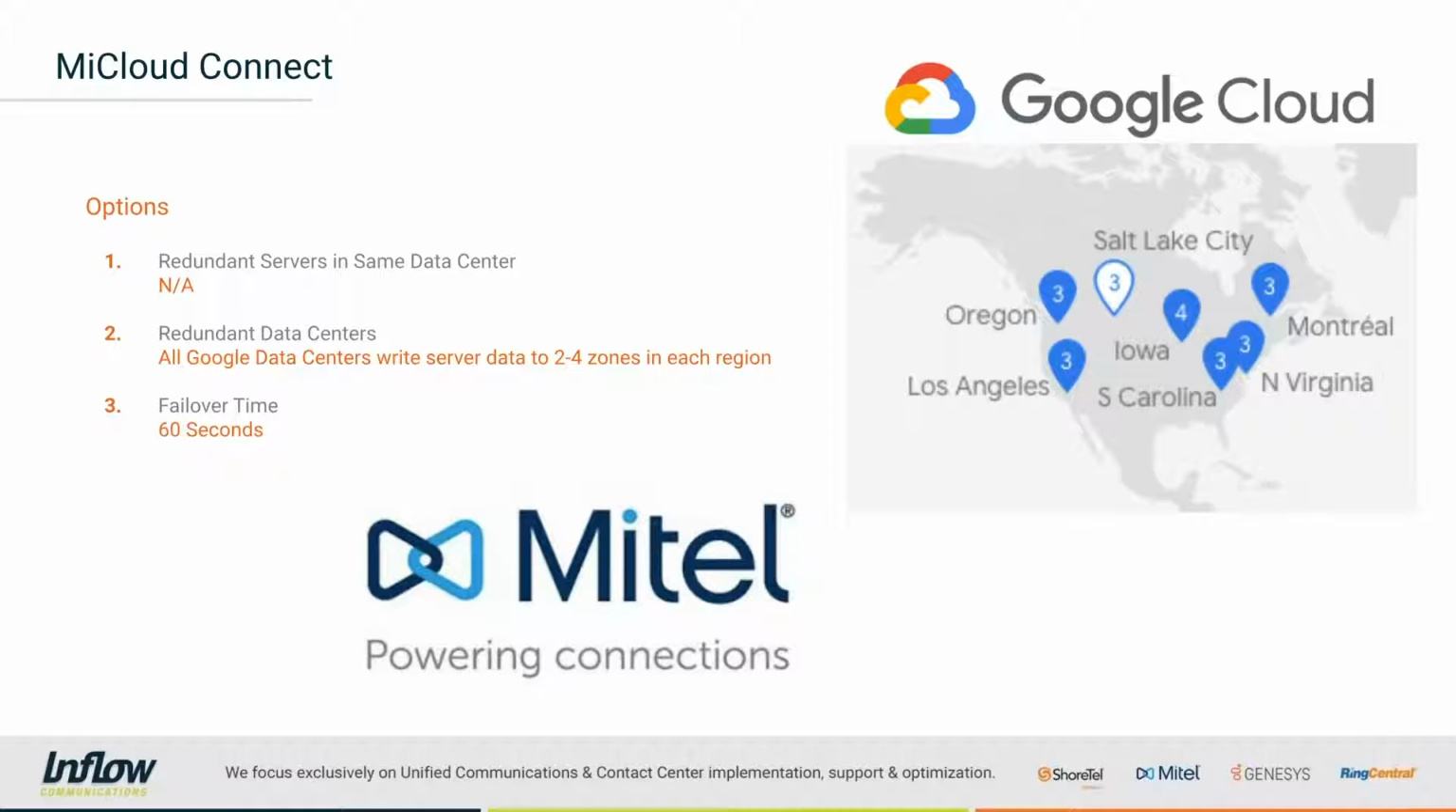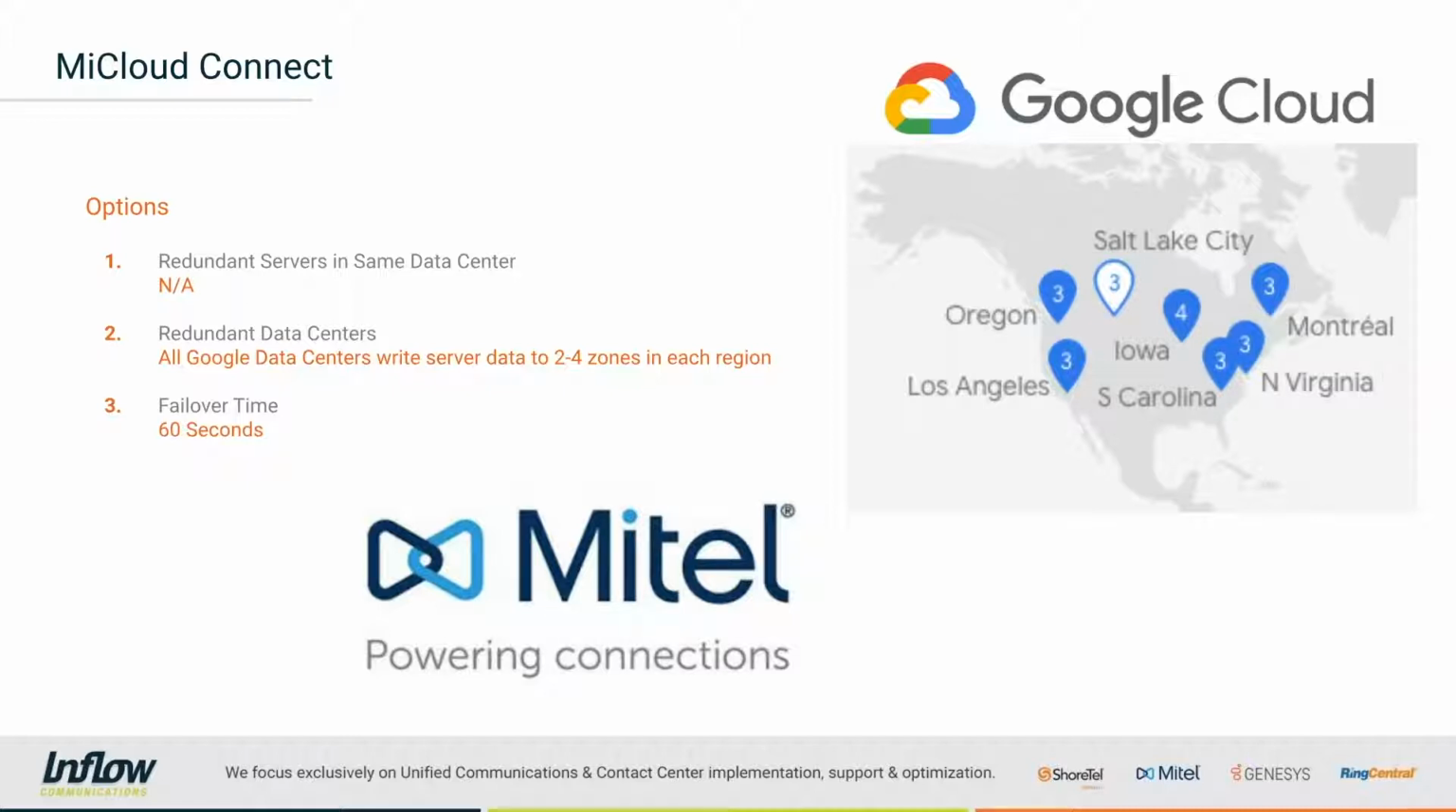So with their redundant data centers, all Google data centers write your server data to the primary plus one server in each region. So if you're in the Oregon region, you're going to have a primary data center probably out towards The Dalles. So that's where Google's primary data center is in Oregon. But then your phone system is also going to be backed up to the 2 other data center locations.